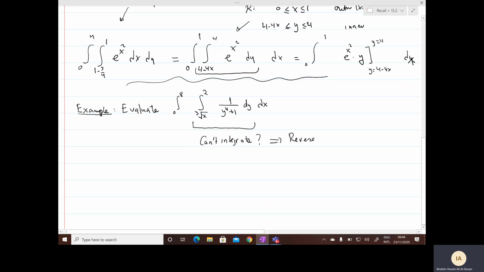So here, what is our region? This is the region. We have the outer 0 to 8, which is the x interval. So x is between 0 and 8. This is the outer x interval.